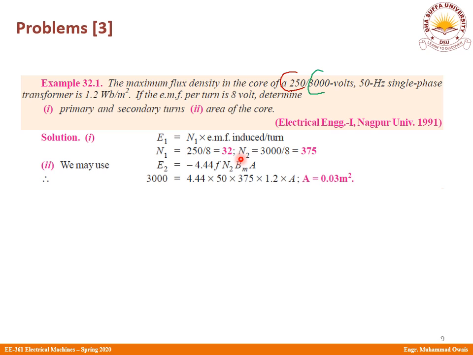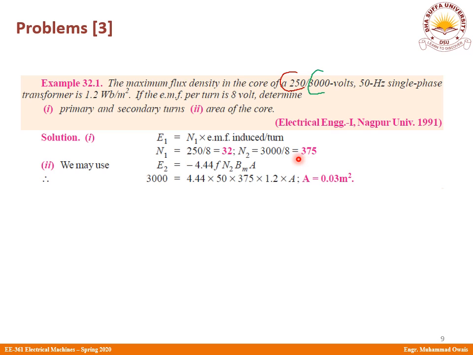And so N2 is given by the total voltage at the secondary, which is 3000 volts, the RMS value. Remember, whenever you see some AC voltages, you always have to consider them as RMS values unless they have been stated otherwise. So this is the secondary RMS value. If I divide it by the EMF per turn, then I shall be able to get my number of turns. So this is 375.